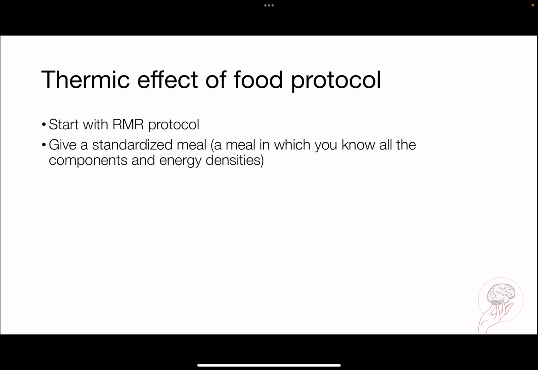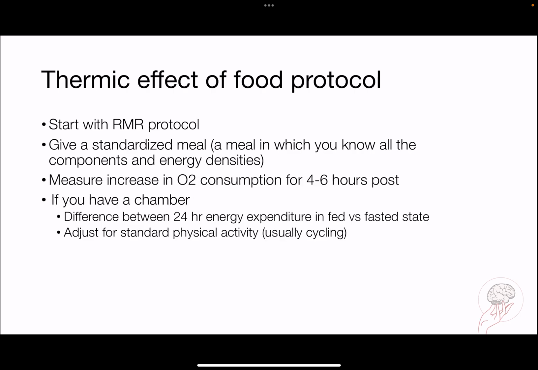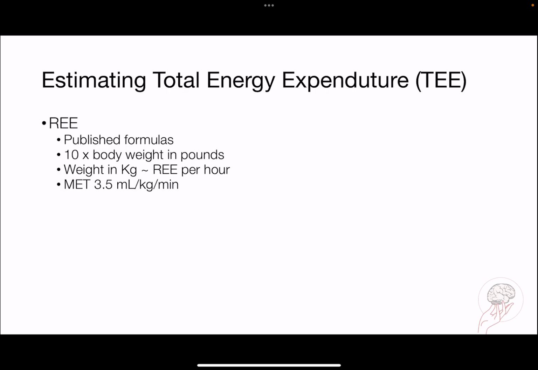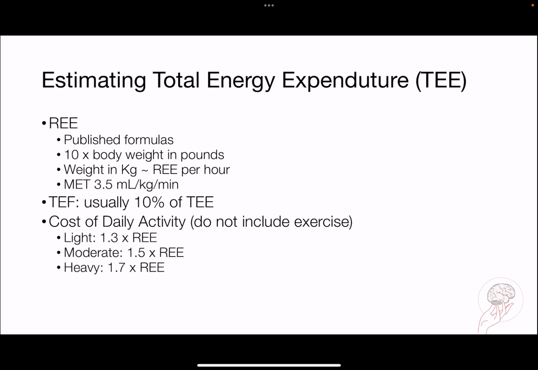So this is the protocol. You use a standard RMR protocol, but you give the person a standardized meal. We can also estimate REE and TEF as 10%. So then we can also add in the cost of daily activity.